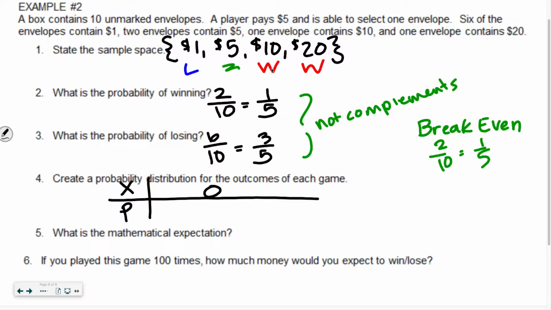If you pay $5 to play the game and you get the dollar envelope, what's the value to you, the player? -$4. I mean, it's not so bad, I got $1 back, but I'd still rather have my money. Okay, so I'm going to have a -$4. I've got my $0. If I pull the $10, what's the value to me, the player? I'm going to get a +5. And if I pull the $20 bill, +15. So it's like I've paid them. This is not so much like a wager. I've paid them $5 to play the game, and then that's the value to me, the player.